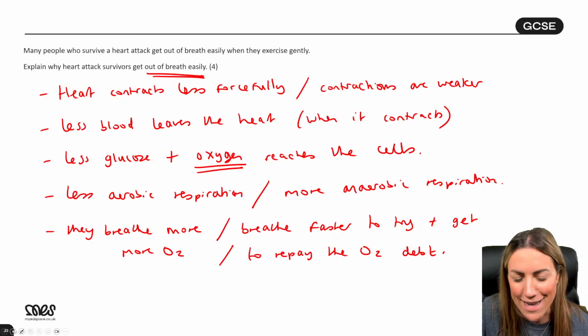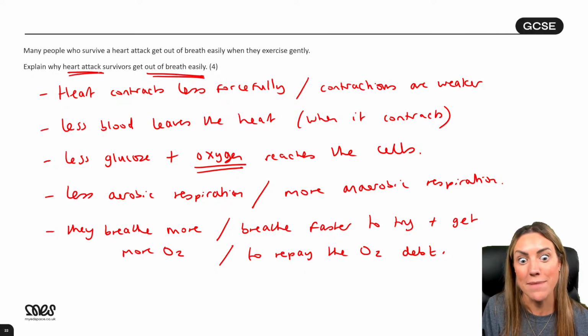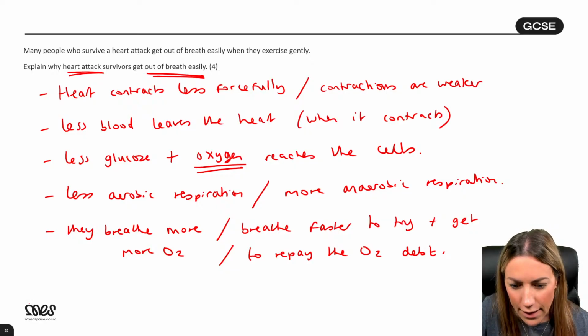Why is there weaker muscle contractions? They've had a heart attack. Heart attack literally means some of the muscle cells of the heart have died because they've been starved of oxygen. The heart muscle cells have died, which means your heart muscle is going to be weaker.